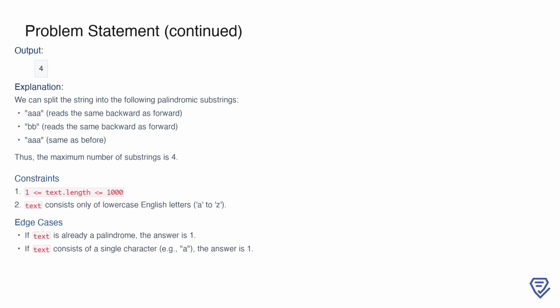Here's one more example to illustrate the problem. If the input is text equals Ababa, the output is 4. The string can be split into the following palindromic substrings: AAA, BB, and AAA. Each of these reads the same backward as forward, and when combined, they recreate the original string. So, the maximum number of substrings here is 4. This example highlights how identifying smaller palindromic segments within the string is key to maximizing the result.